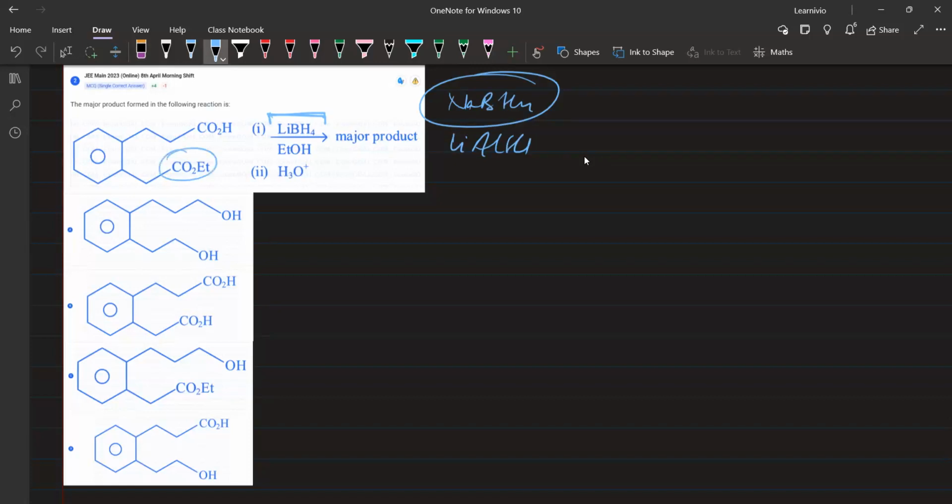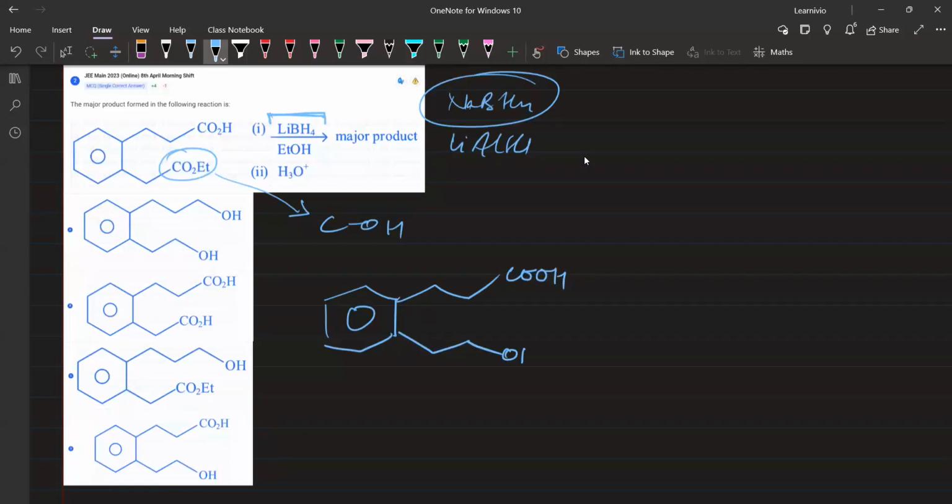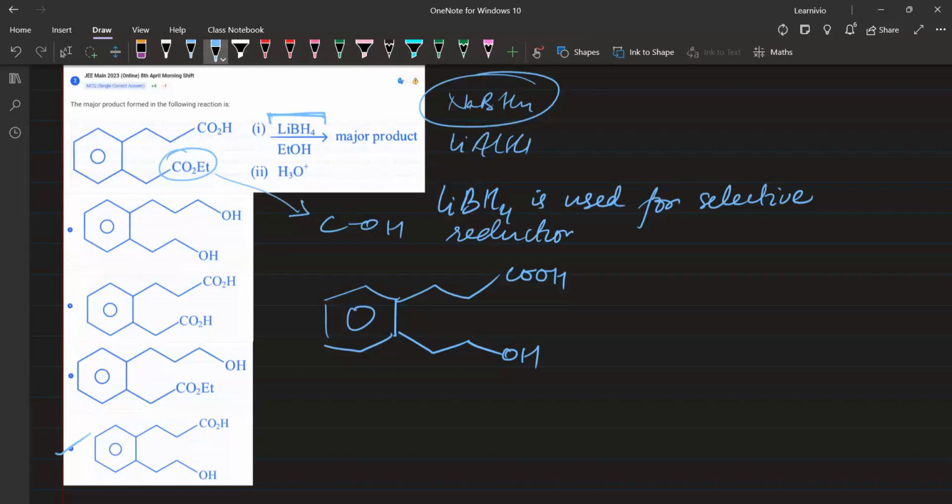So only this group is going to get reduced to what? OH. ठीक है, यहाँ पे जो कार्बन है कार्बन तो रहेगा, the other CH2OH हो जाएगा, whatever else is present that will be converted to OH. So you have 1 2 3 4 COOH and 1 2 3, and this carbon atom will get the OH. Okay, so option D is correct. You can write lithium borohydride is used for selective reduction of esters.